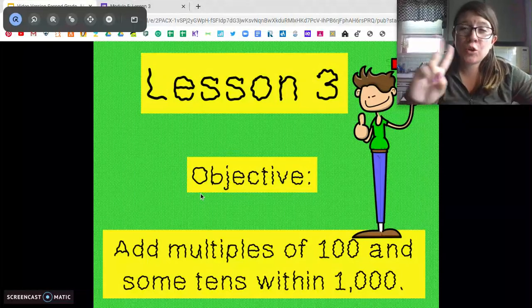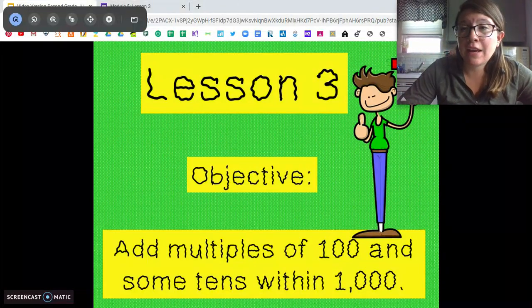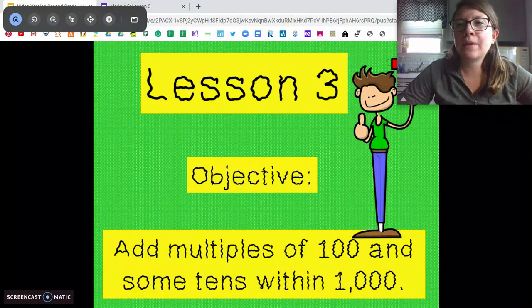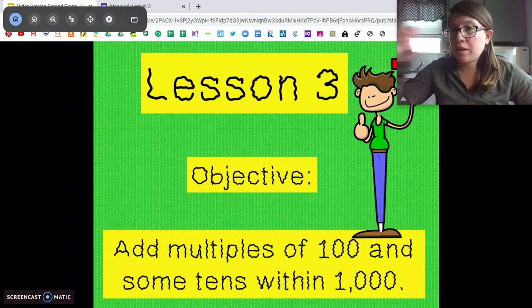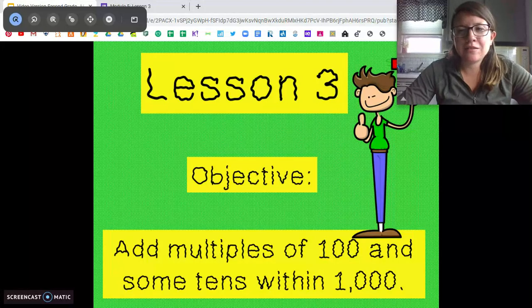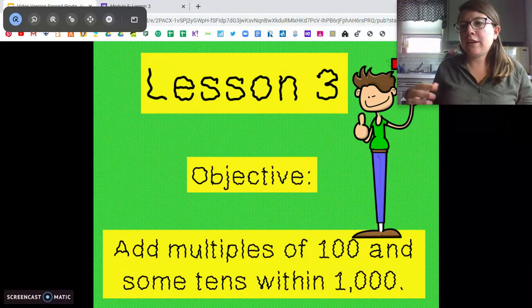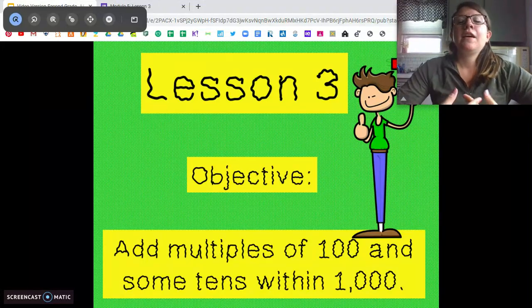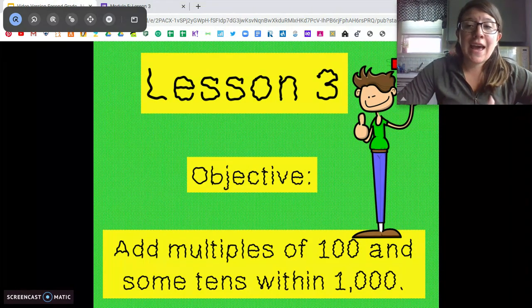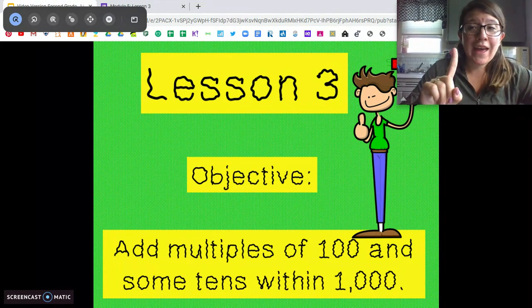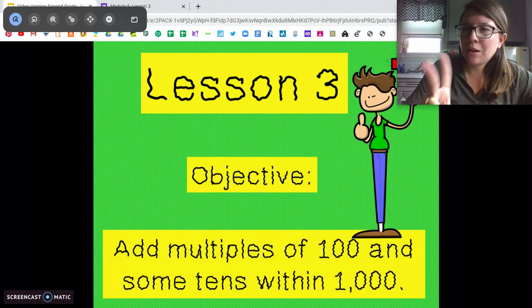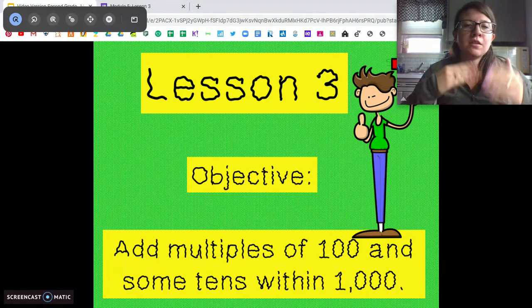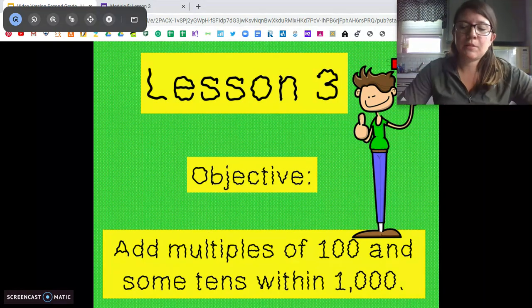We are going to practice 2 different strategies for adding multiples of 100. Now what that means is like 100, 200, 300, 400, 500, so on and so forth, and some tens, so like it might be 530 plus 640. We're going to practice adding those 2 ways. One way, the arrow way, which you're pretty familiar with, and sometimes we're going to be able to use a little bit of mental math because you might start to see some patterns within these numbers.